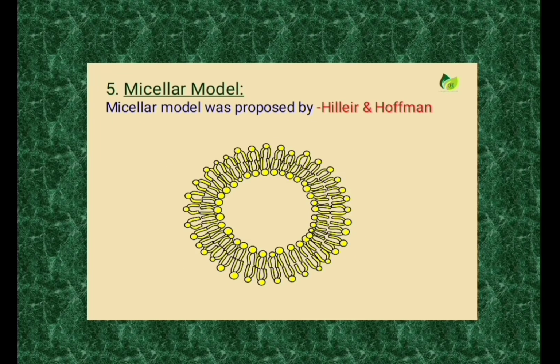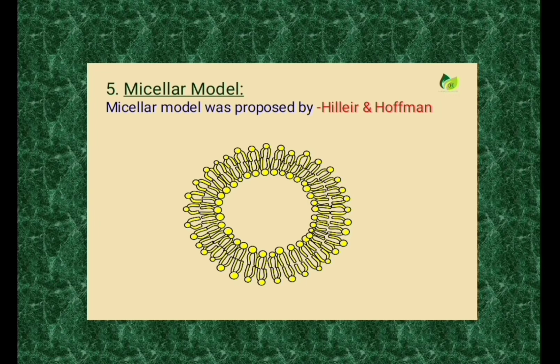There is another model too, the fifth model called the Micellar Model. According to it, the plasma membrane contains repeated globular subunits known as micelles. You can see the picture. So the plasma membrane is made up of these repeated globular structures. This model was proposed by Hillier and Hoffman.